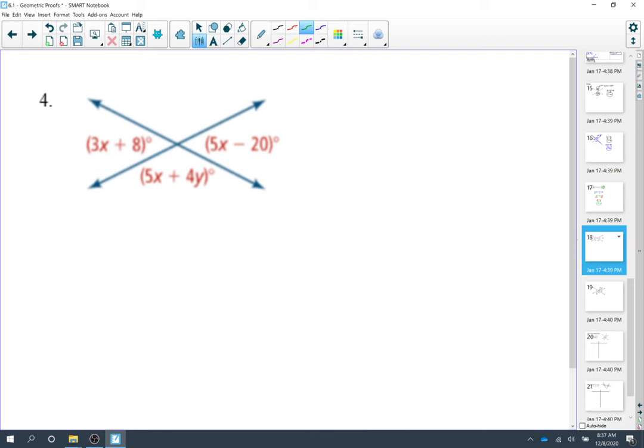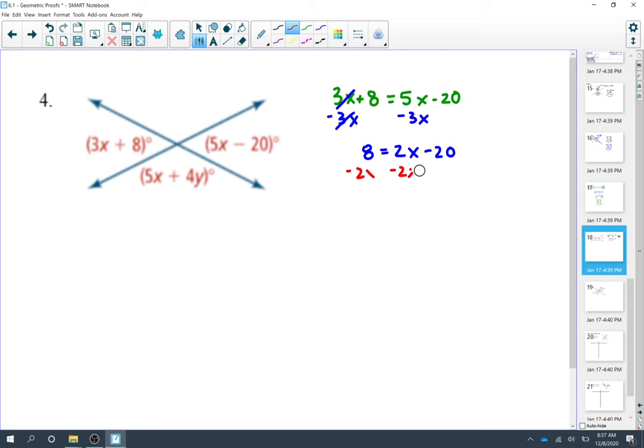Okay, here we have to find x and y. Take a minute, pause your video, see how you do. I'm going to start with vertical angles. So I'm going to say 3x plus 8 equals 5x minus 20. Vertical angles theorem, vertical angles are congruent. I'm going to solve this by subtracting 3x. 8 equals 2x minus 20.